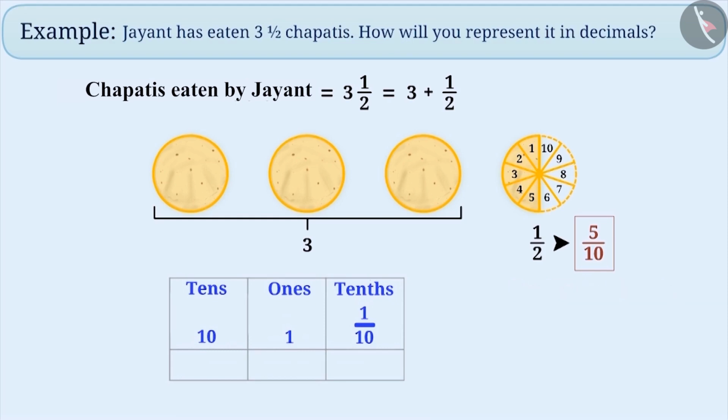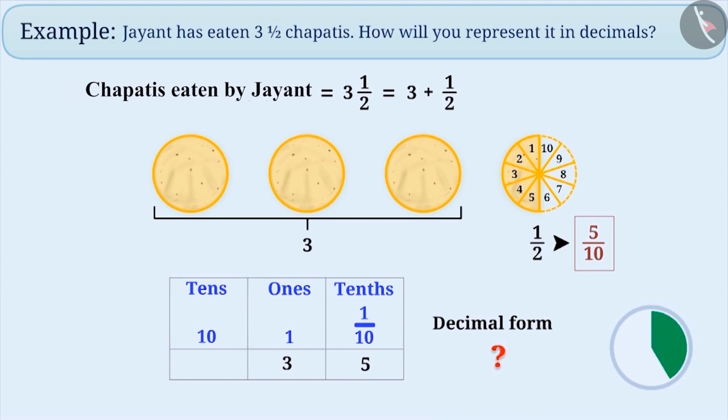Can you tell how we will represent 3 ones and 5 tenths in decimal form? Think for a while. Let me tell you, 3 ones and 5 tenths will be represented in decimal form as 3.5.